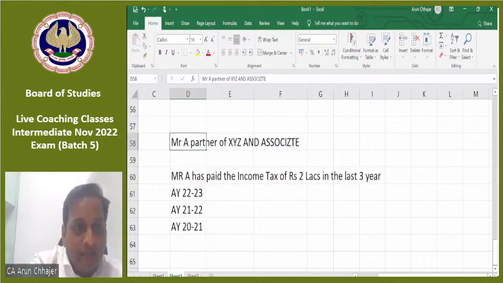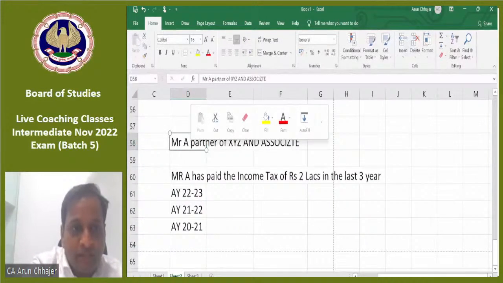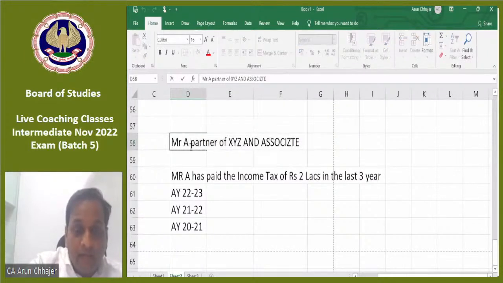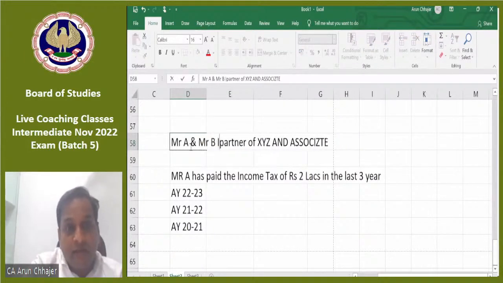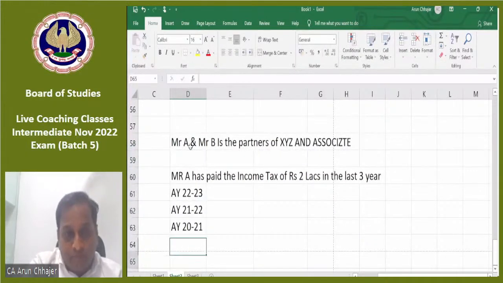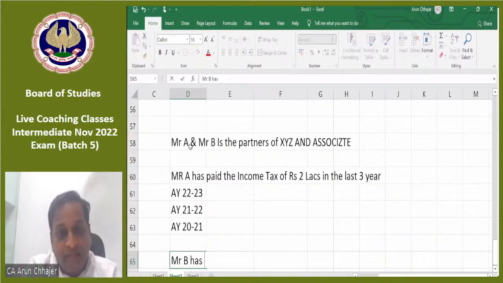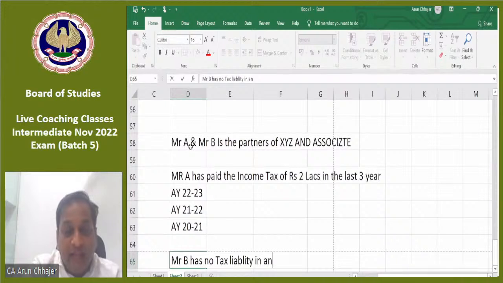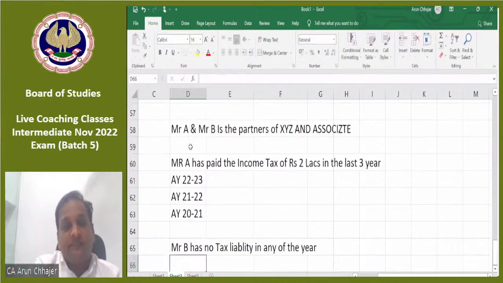Mr. A and Mr. B are the partners of XYZ. Mr. B has no tax liability in any of the years.